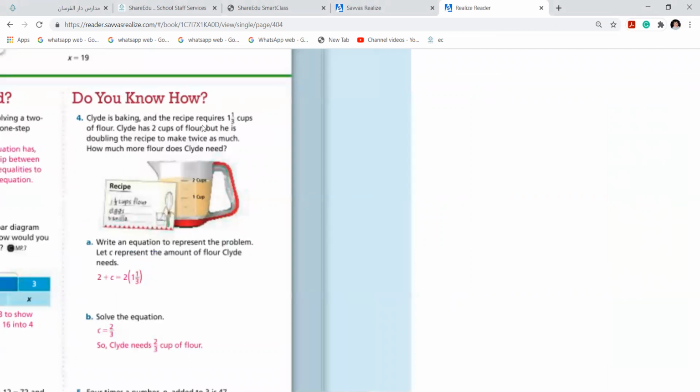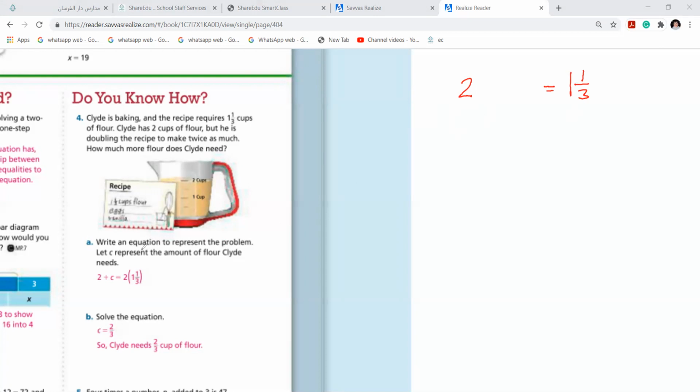Clyde is baking and the recipe requires 1 1/3 cups of flour. Clyde has 2 cups of flour. Okay, it gives 1 1/3, so that is what the recipe requires. She wants this, but she has 2 cups. But he's doubling the recipe to make twice as much. How much more does he need?